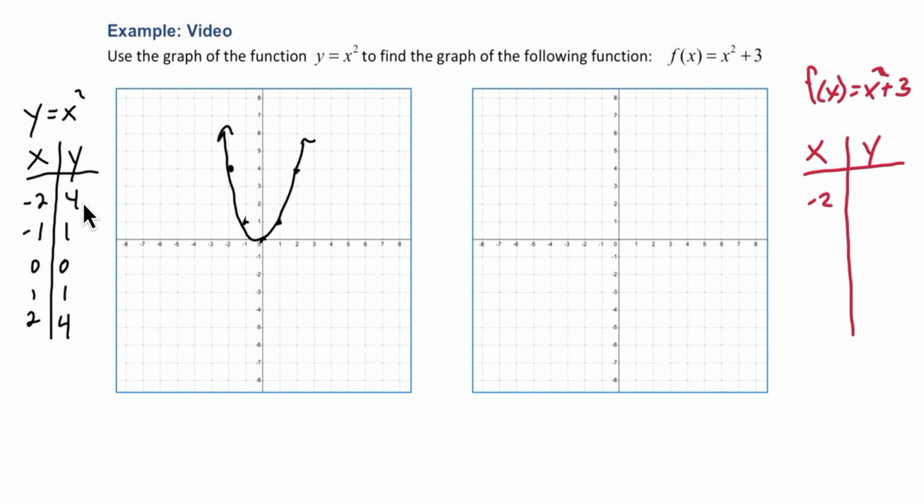The x values are not affected here. So 4 plus 3 is 7, 1 plus 3 is 4, and so on. And then we can plot these points. And when we get the curve, notice what has happened. That red graph has been shifted up 3 from where it used to be on the x squared.